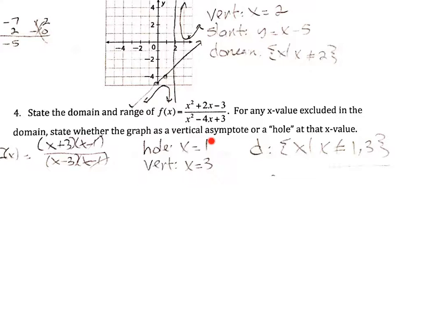There's a hole at x equals 1. There's still one more thing that makes the bottom 0, and that's 3. So I put x equals 3. And the domain goes left and right forever, but it skips the hole and skips the vertical.